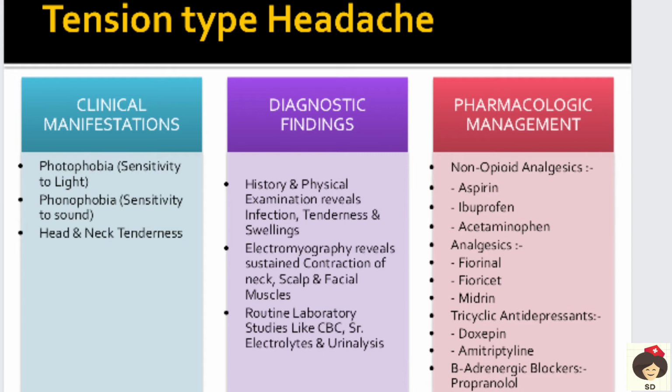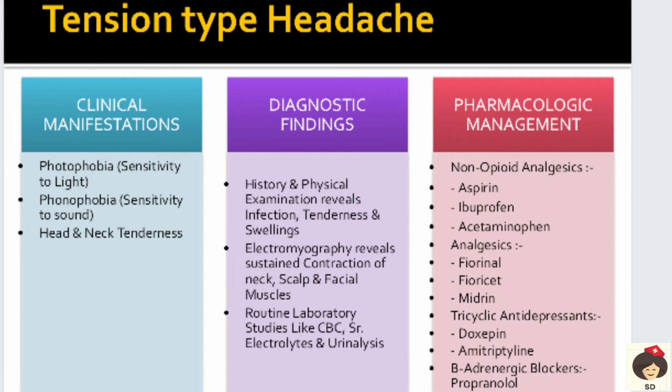When there is excessive sound, such as a radio or music playing, the patient will feel irritation, or the patient can have a headache. That is called phonophobia. And head and neck tenderness. That means the patient will have a stiff neck, and the head also will be stiff and tight in case of tension type headache. Coming to the diagnostic findings of tension type headache, mainly we will do a history and physical examination, which can reveal whether the patient has an infection or a tenderness or swelling in the head.